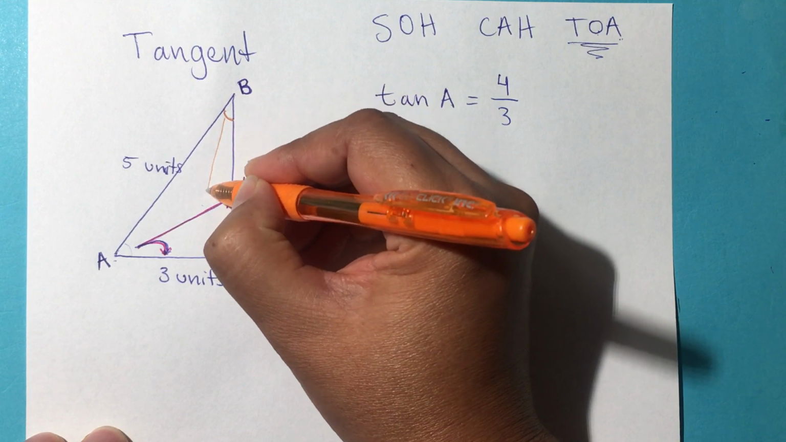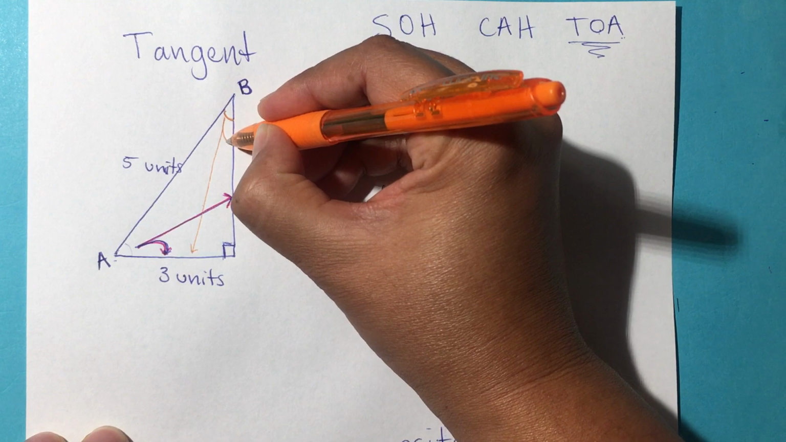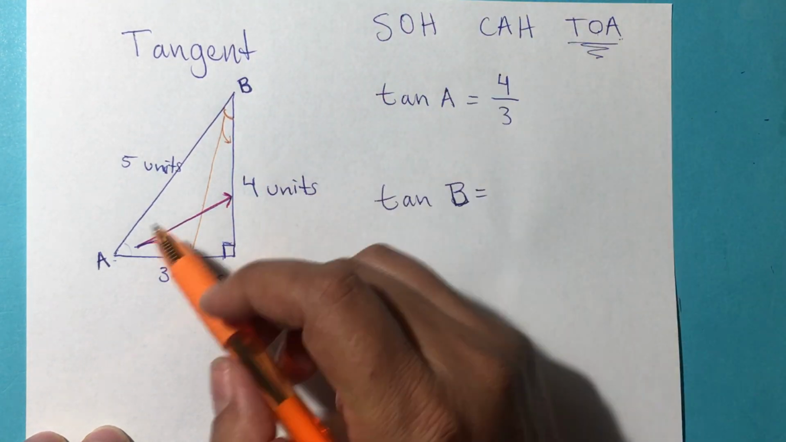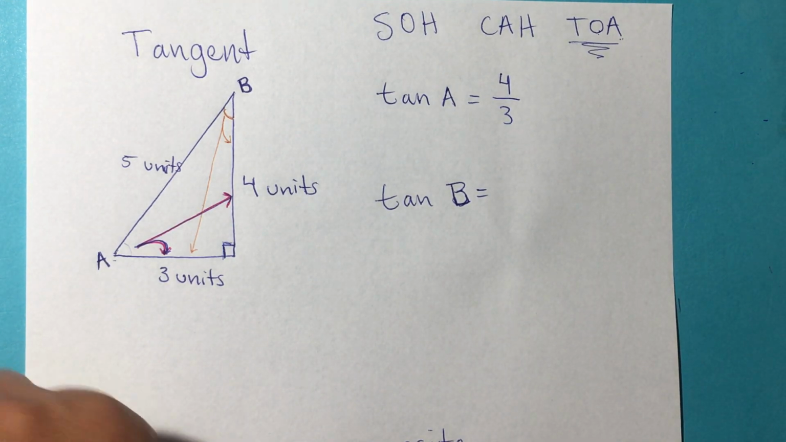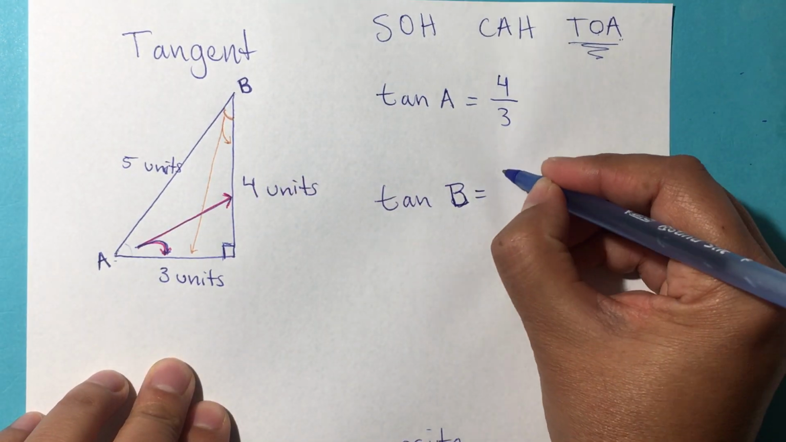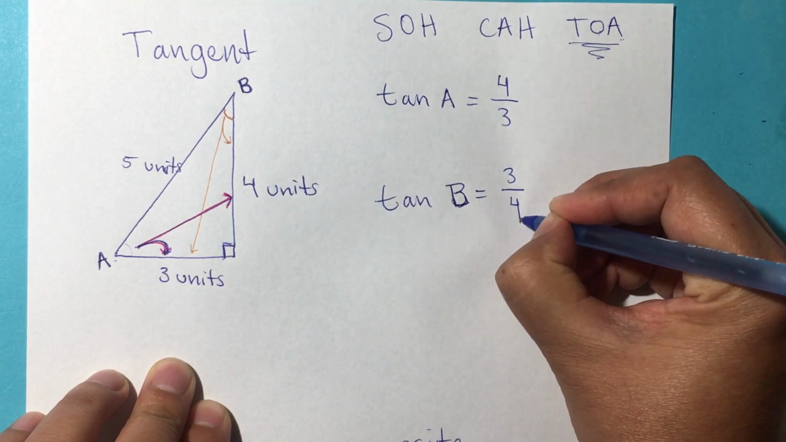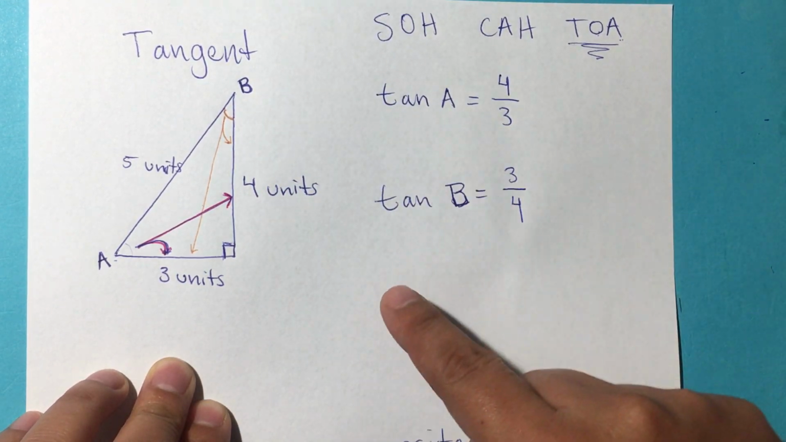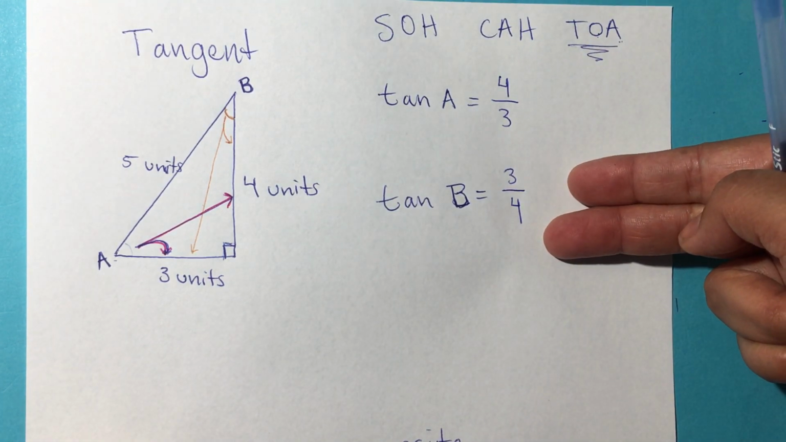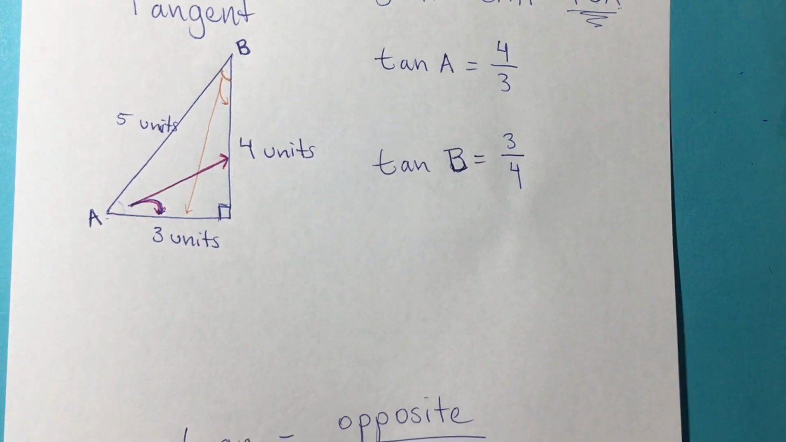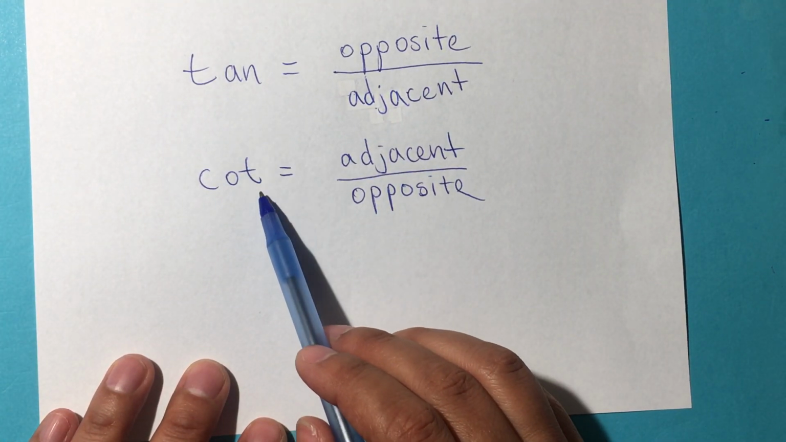Opposite, again, will be straight in front, and adjacent will be right there. It's not the hypotenuse, okay? It's not the longest side. So the opposite is 3 over the adjacent is 4. And as you can see, tangent of A and tangent of B are reciprocal of each other. And that's what we can say for the tangent and cotangent of any angle.